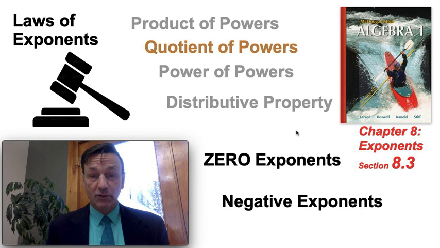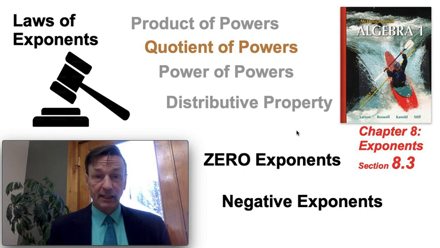Today's topic is going to be zero and negative exponents. Earlier, we had discussed the laws of exponents. That's chapter 8 in your textbook, McDougal Littell, specifically section 8.3. We have an entire section dedicated to the zero and the negative exponent. And you're going to see that we can derive this from the quotient of powers, and you'll see how that works in just a little bit.